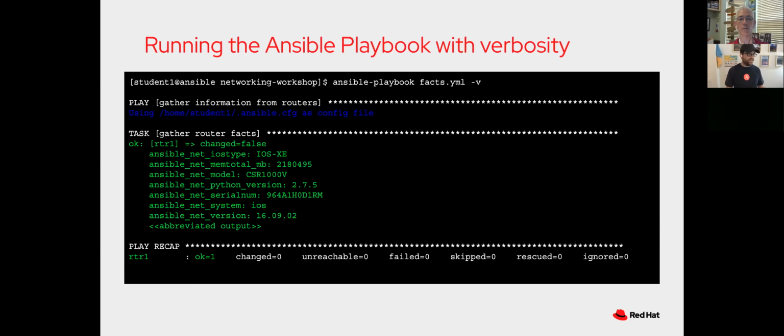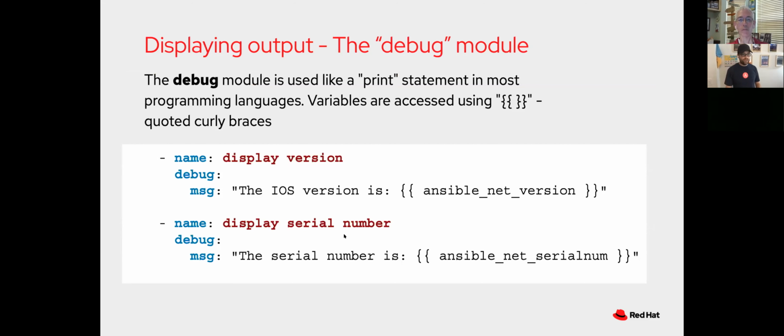The debug module is just a way of printing a variable or a message with a variable in it. Jason mentioned that we use Jinja2 as a templating engine. That's what lets us, on the fly, if you see these two curly braces surrounding a variable name, at runtime Ansible will actually replace that with the value of the variable. So you'll get that Ansible net version from that.